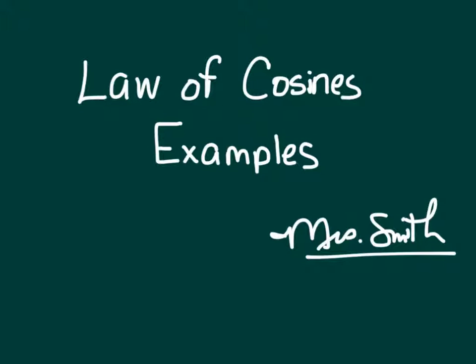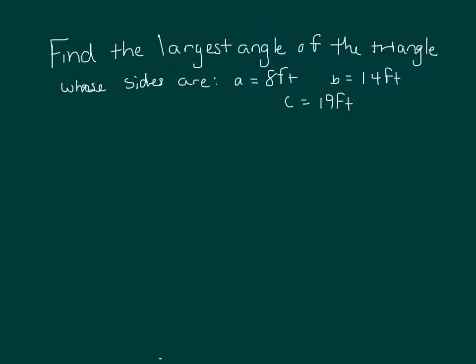Okay, so here's two law of cosines examples, and I just want to remind you that if there's an opposite pair, meaning an angle and the side opposite, we would use law of sines, but that is not going to happen in these examples. In this first one, we are being asked to find the largest angle of a triangle when we're given three sides.